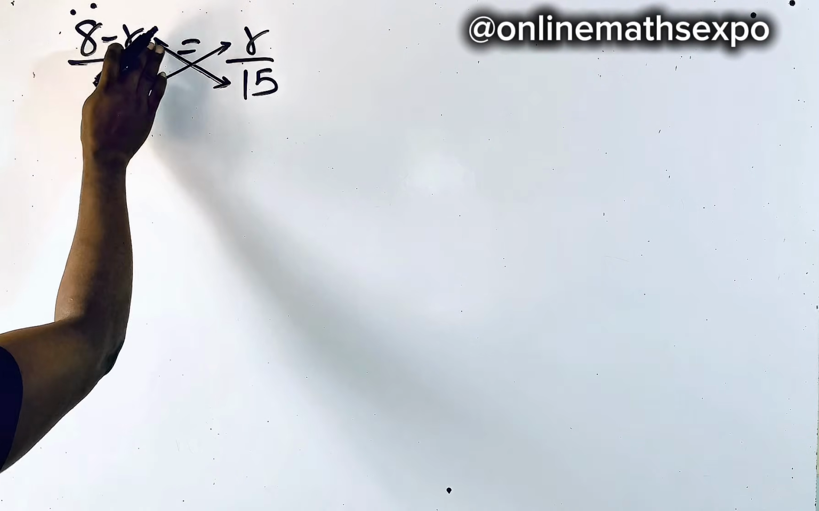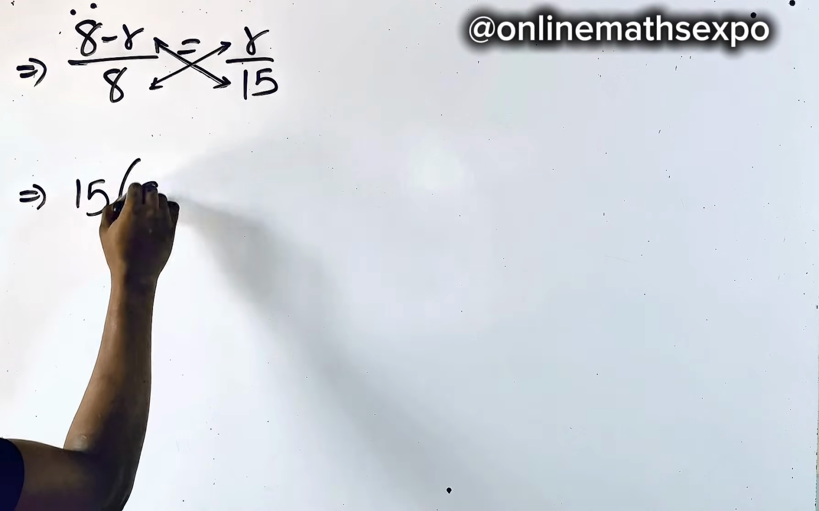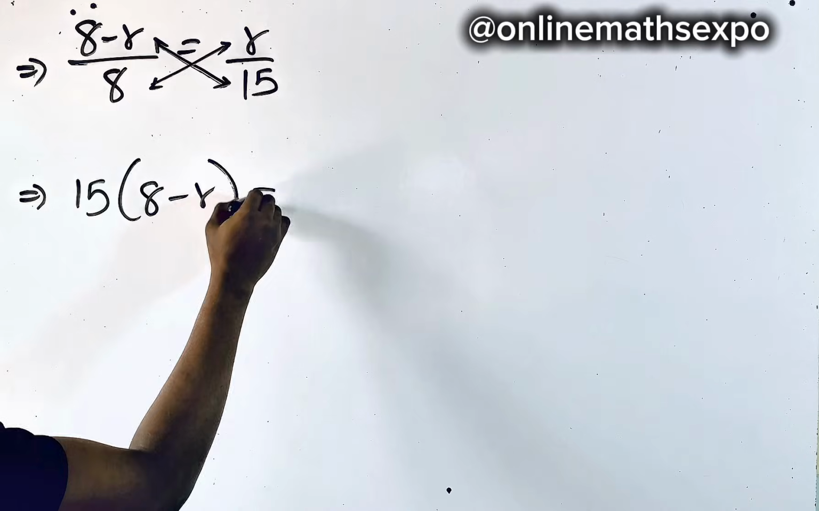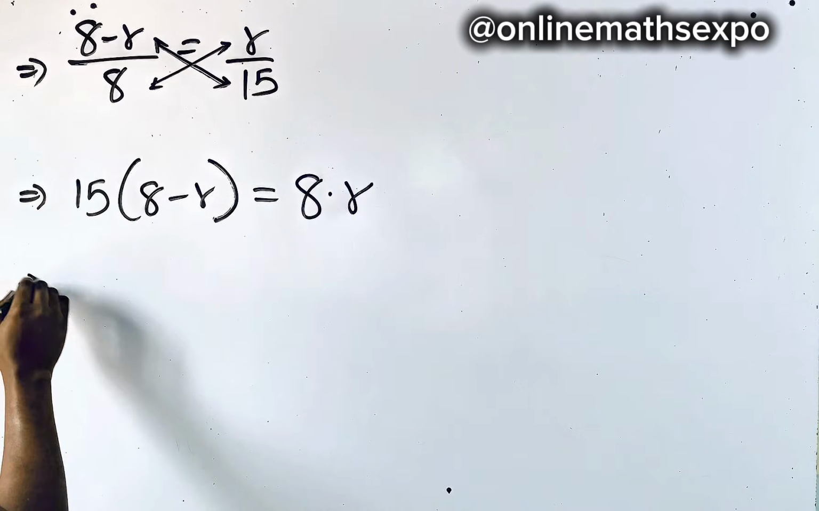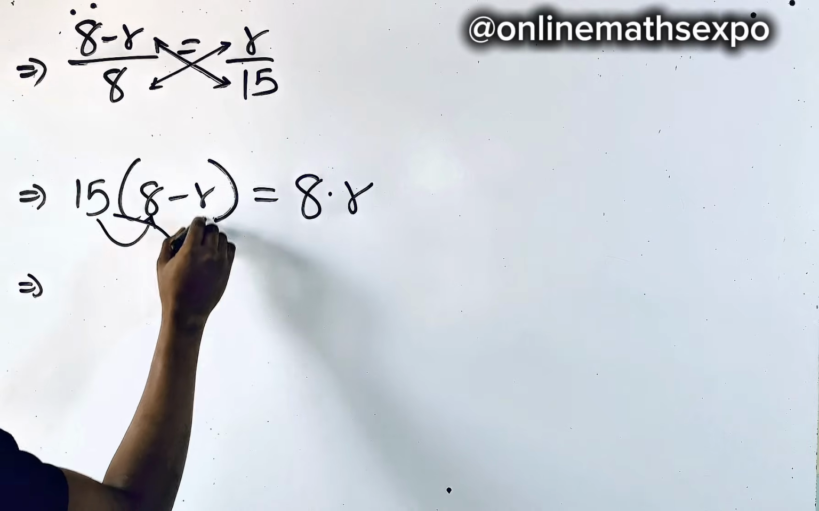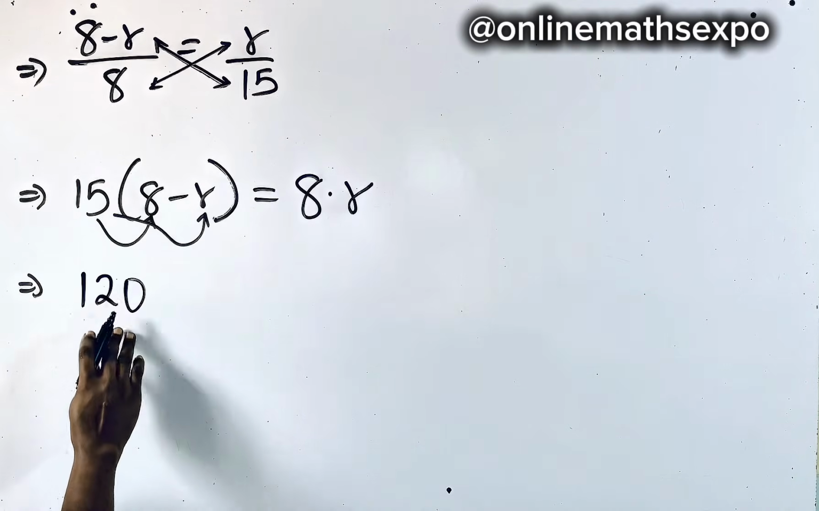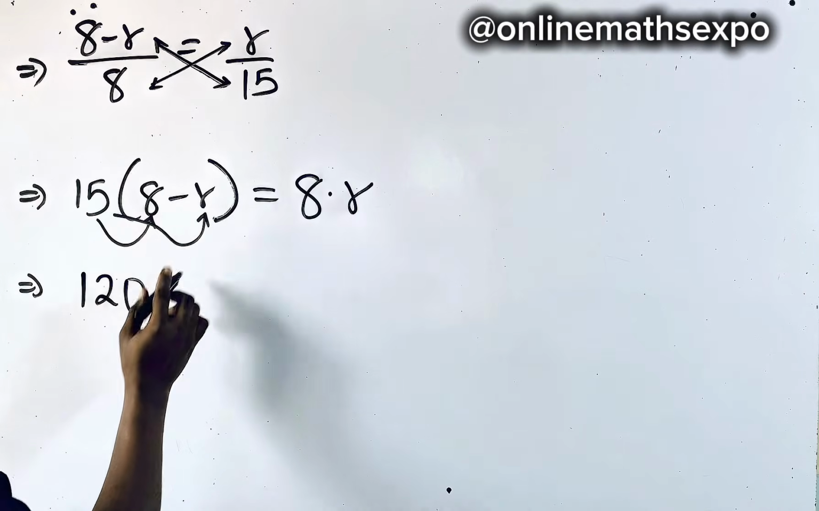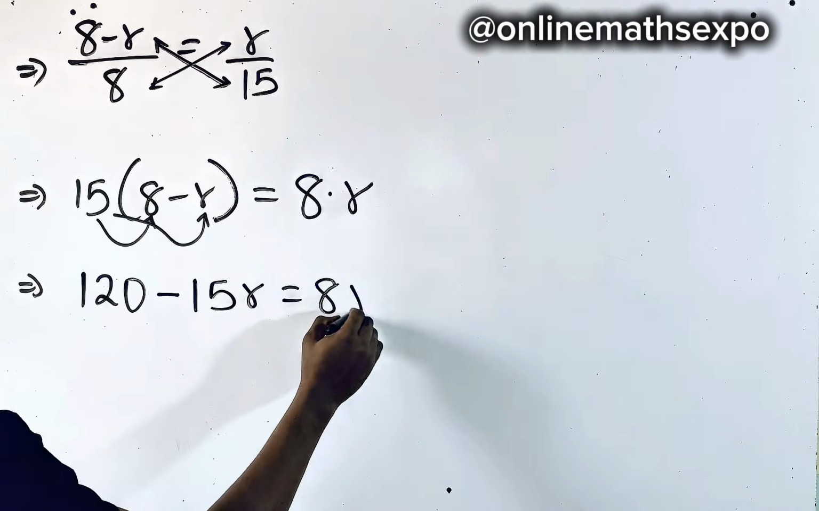Use this to multiply the whole of this. So we have 15, we'll be multiplying 8 minus R. Use 8 to multiply R. If you do that, we are going to distribute this. 15 times 8 gives us 120. 15 times negative R gives us negative 15R, is equal to 8R.